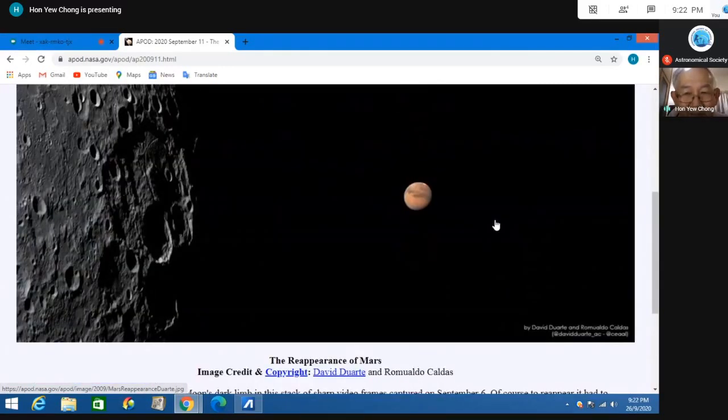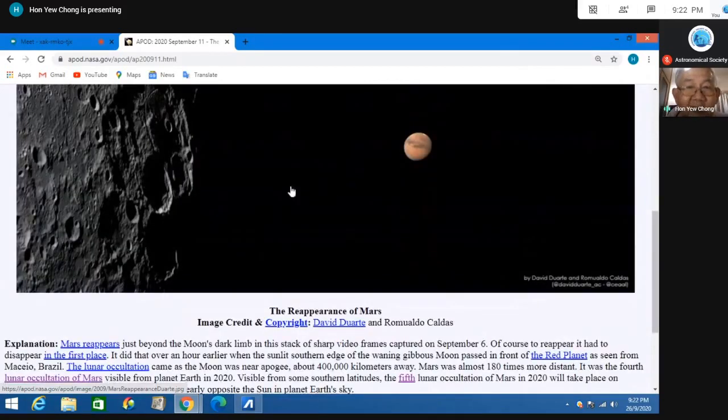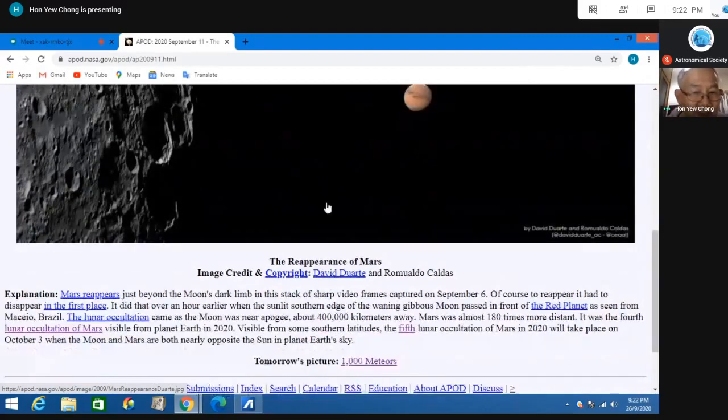This year there are 5 lunar occultations of Mars. This is the 4th time they saw. Previously, I think last month, in August, we saw Mars entering the bright part of the moon, all right, called the ingress. This is the egress. Egress means Mars is coming out from the moon, all right? So there you are. They were able to get this picture of Mars, all right?